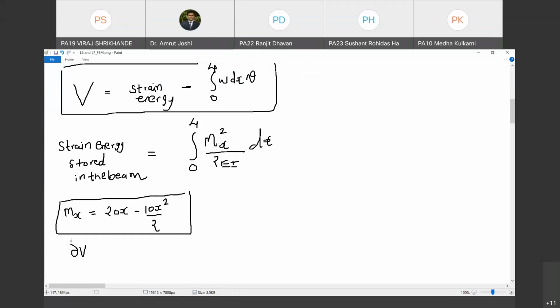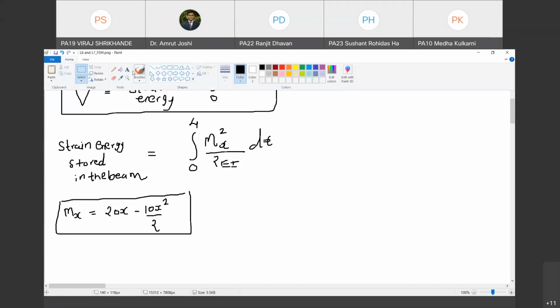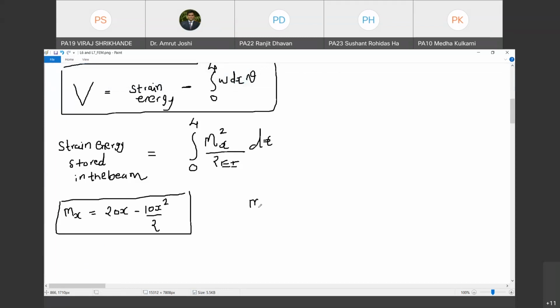So to apply minimization of potential energy, I must express the strain energy stored in the beam not in terms of bending moment. I must express it in terms of deformation. So how do I do that? The bending formula comes to our rescue. We all know that M upon I is equal to E upon R. And in this particular case, 1 upon R can be replaced by d square v by dx square.